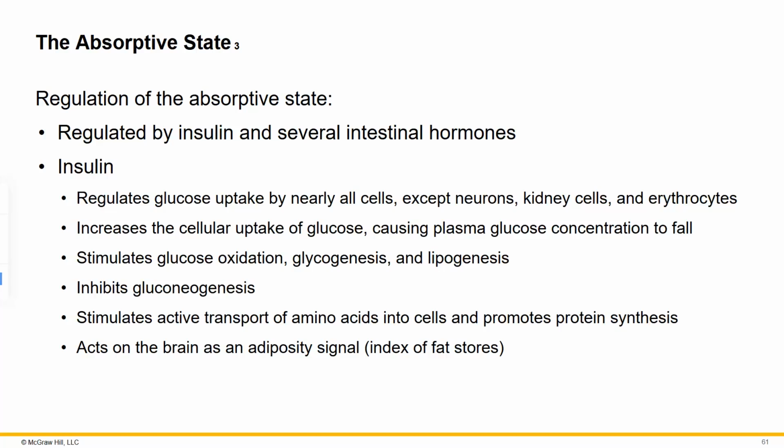The absorptive state is regulated by insulin and several intestinal hormones. Insulin regulates glucose uptake by nearly all cells except neurons, kidney cells, and erythrocytes. It increases the cellular uptake of glucose, causing plasma glucose concentration to fall. It stimulates glucose oxidation, glycogenesis, and lipogenesis. It inhibits gluconeogenesis. It stimulates active transport of amino acids into cells and promotes protein synthesis. And it acts on the brain as an adiposity signal, or an index of fat stores.